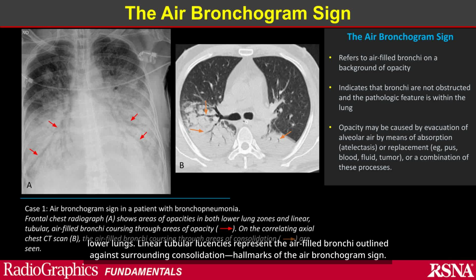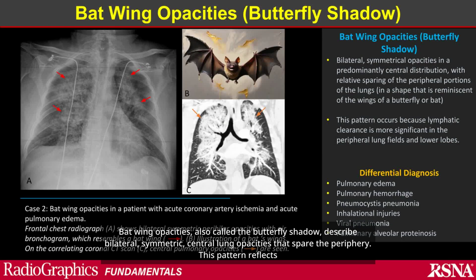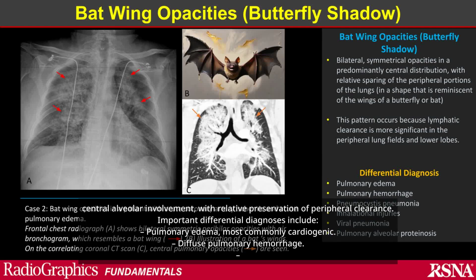Linear tubular lucencies represent the air-filled bronchi outlined against surrounding consolidation, hallmarks of the air bronchogram sign. Batwing opacities, also called the butterfly shadow, describe bilateral, symmetric, central lung opacities that spare the periphery. This pattern reflects central alveolar involvement with relative preservation of peripheral clearance.